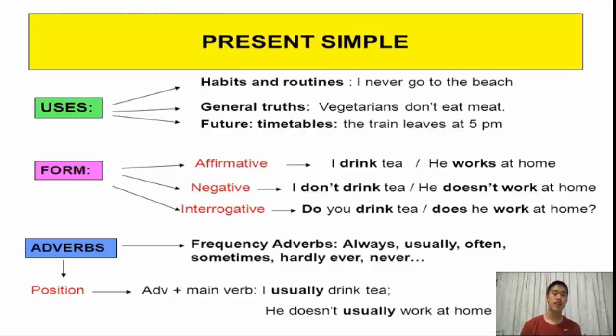Now for negative, you aren't going to add an S for third person like you do in affirmative. An interrogative is anything that is based on a question. So if you're asking a question, do you drink tea? Or if you were to say, do I drink tea? Yes, I do. It's the same idea. I'm asking a question and there is no S on either first person or third person.